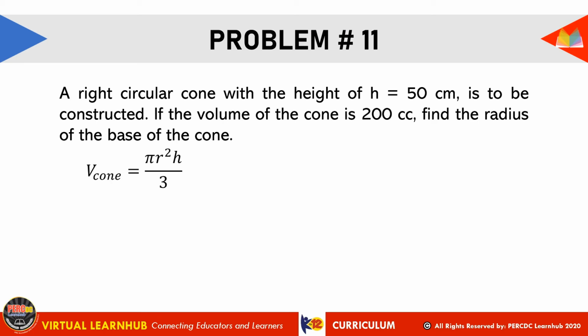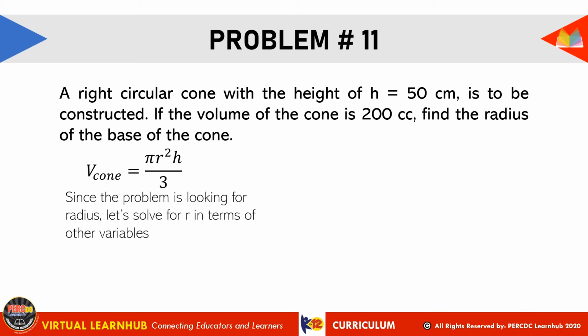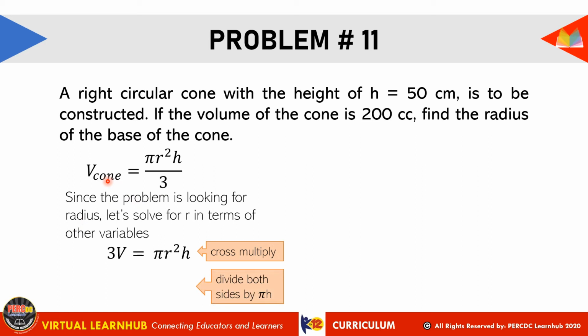The formula for the volume of the cone is V equals pi r squared h all over 3. Since the problem is looking for radius, let's solve for r in terms of the other variables. First, we cross-multiply 3 and the volume, giving us 3V equals pi r squared h. Next, we divide both sides by pi h, giving us 3V over pi h equals pi r squared h all over pi h. Then, we cancel pi h, giving us r squared equals 3V over pi h.